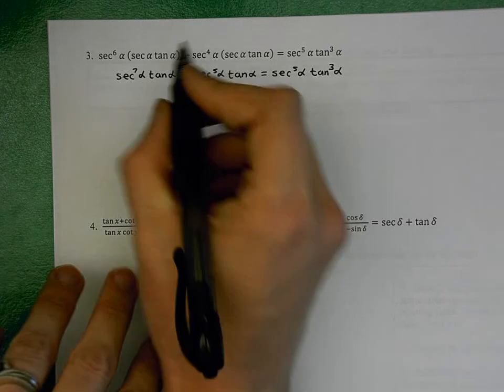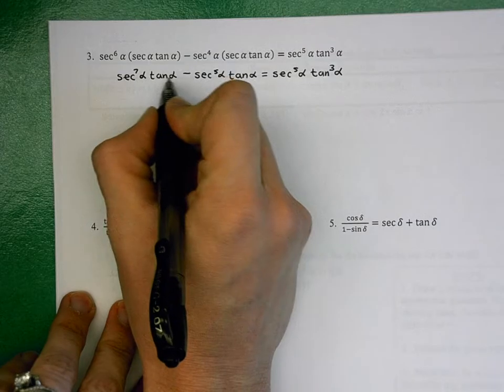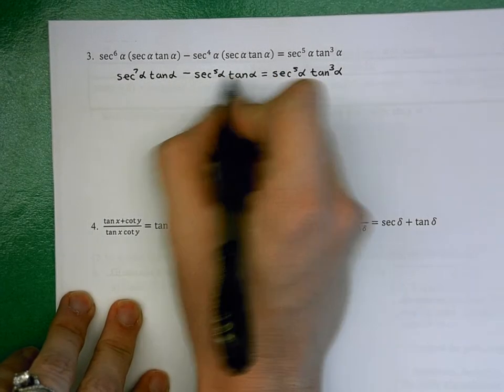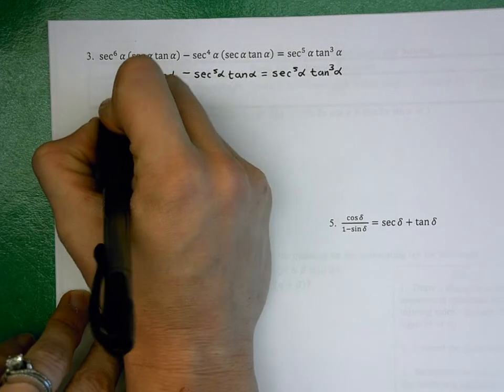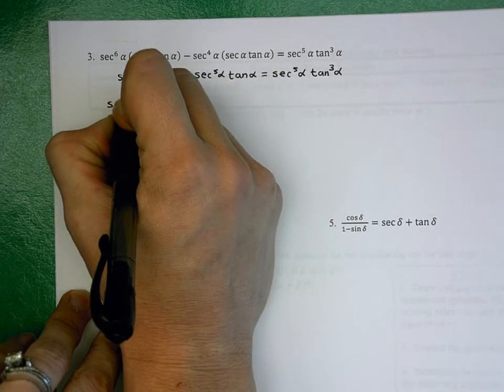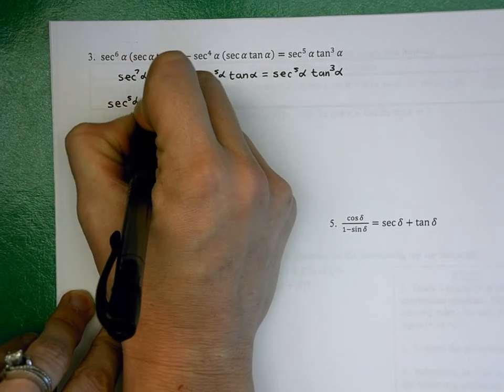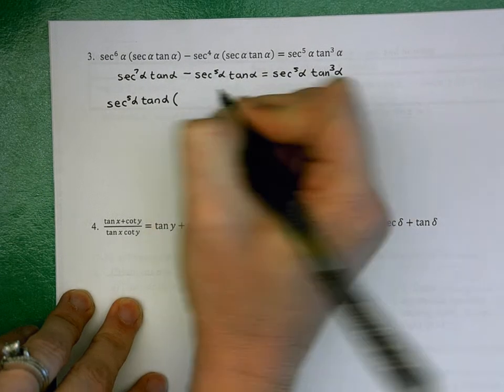My right will stay secant to the 5th alpha tangent cubed alpha the whole time if I'm working with the left. Okay, so then I'm going to look at the left and go, okay, well, I'm still not matching, so what else could I do on the left to try to get it to look more like the right? Okay, well, I see I've got a common term here, right, a GCF. There's a secant to the 5th alpha tangent alpha that is in both of these two terms. And so maybe I factor that out. Again, one more time, not because I know it's going to work, but because it might unlock something.